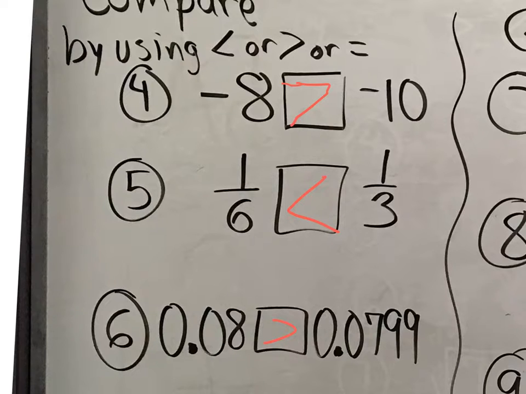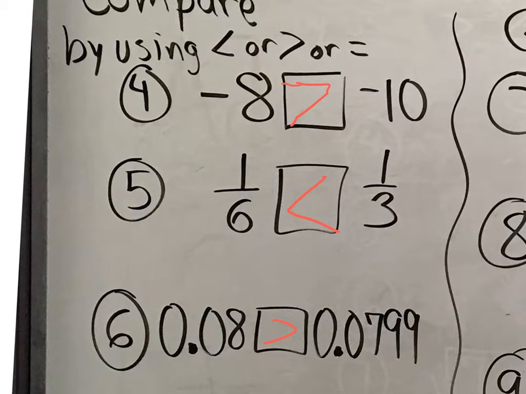So number 4, if you think about the number line, the negative 8 and the negative 10 on a number line, the negative 10 would be further to the left on the number line. So negative 10 is less than negative 8. That's why it's opening up to the negative 8. Negative 8 is on the right side of negative 10 on the number line. That's why negative 8 is greater than negative 10.